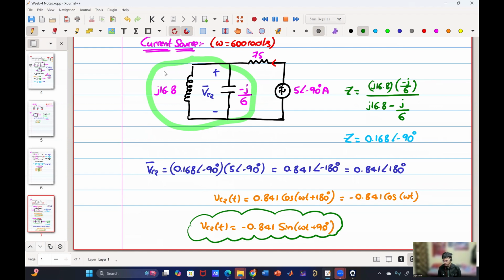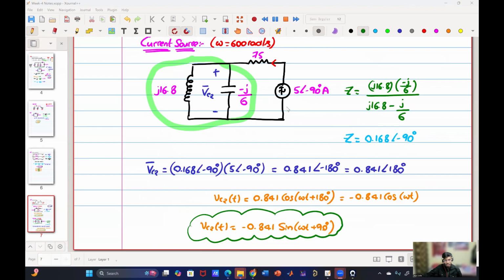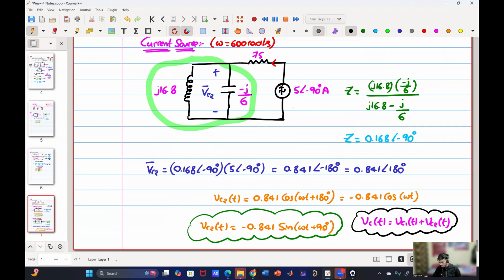Sir, to find VC1, the current source should be short circuited? As we have done, current will be open circuited. So current will be open and voltage will be short. You have to keep this in mind. Whenever we say, current will always be open circuited and voltage will be short circuited. So if you want to get the final one, applying superposition, it will be VC1 of t plus VC2 of t. Always in DC circuits also, if you remember in the earlier session, we have done the same. Current source will always be open, voltage source will always be short circuited.